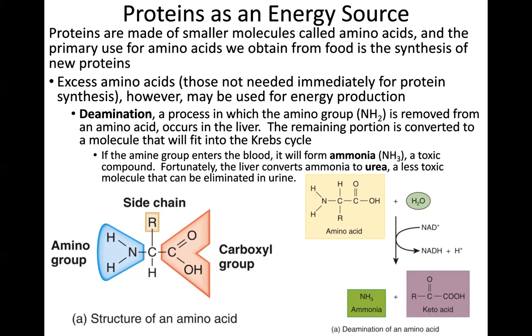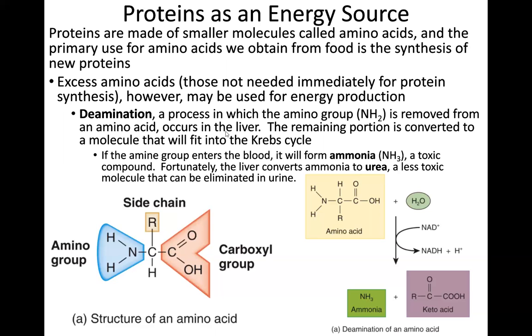We talked about all the different functions of proteins and how important they are in the body at several points this semester. Okay. When we have an excess amount of amino acids, which means that they're not necessarily needed immediately for protein synthesis, we may use them for energy production. But first we have to deaminate them. Deamination means to remove this part of it, what's called the amino group. Okay. The NH2 from it. Okay, and this occurs in the liver.